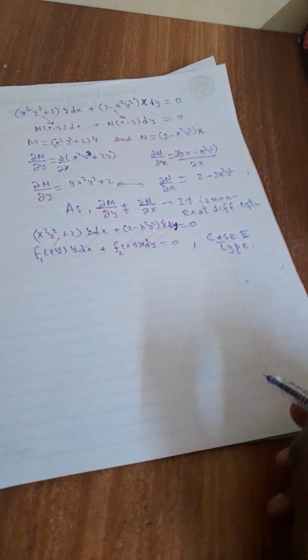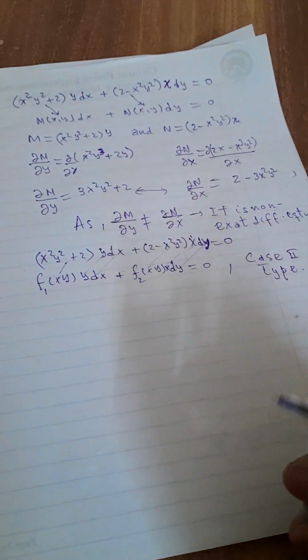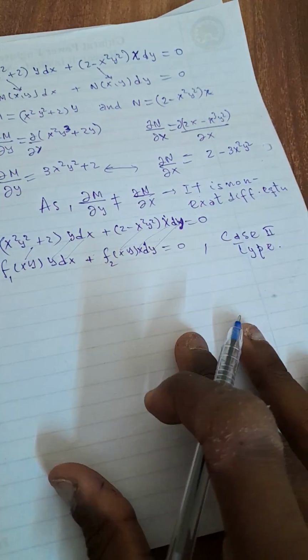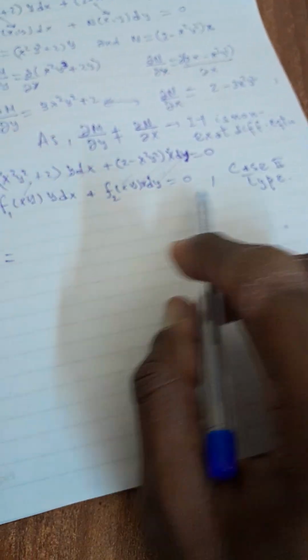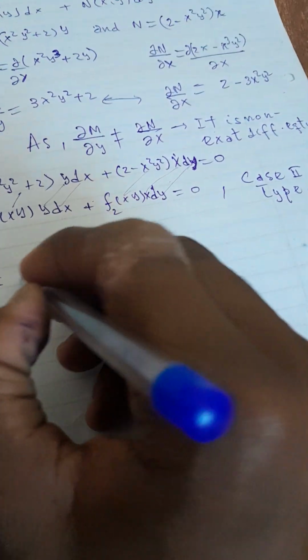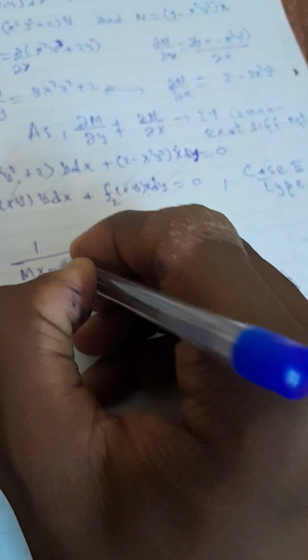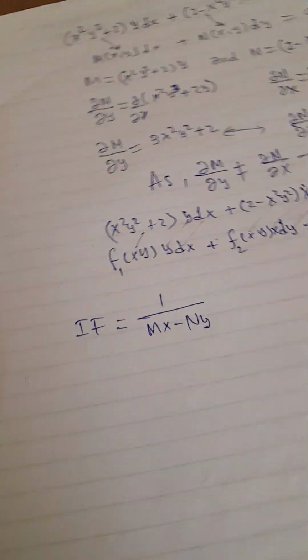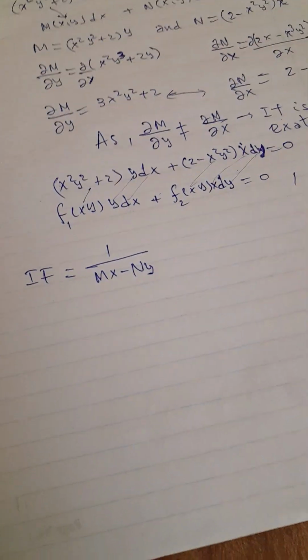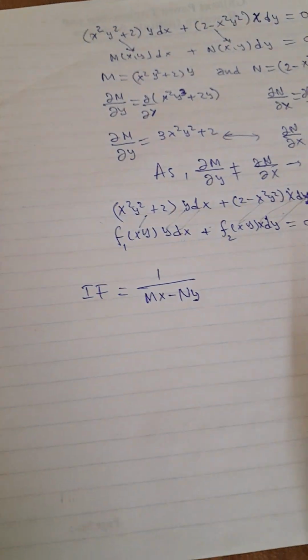Okay, if this is in the form of a case 2 type function, so it is non-homogeneous. It's not exact. What we have to do is find the IF for case 2. The IF for case 2 is 1 upon mx minus ny. So after finding this, just solve them.